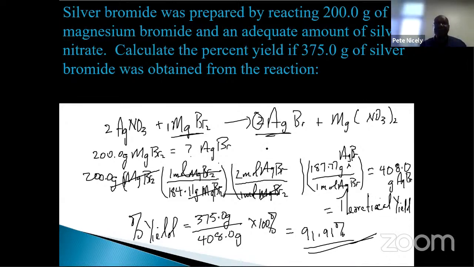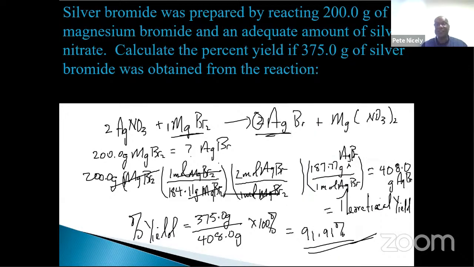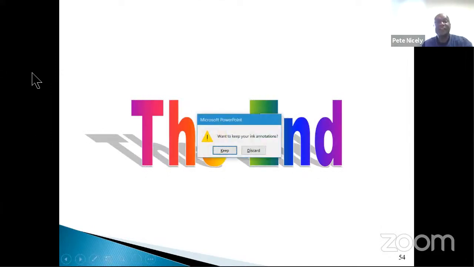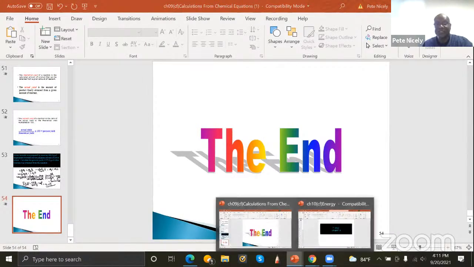So that's basically how that is done, all right? And this is a typical percent yield type problem, right? Pretty much most of the problems that you'll encounter will be something of this type. Okay, any questions about this particular example? Any questions? Okay, so that's pretty much it for this chapter, chapter 9. So we're going to move on now to chapter 10.